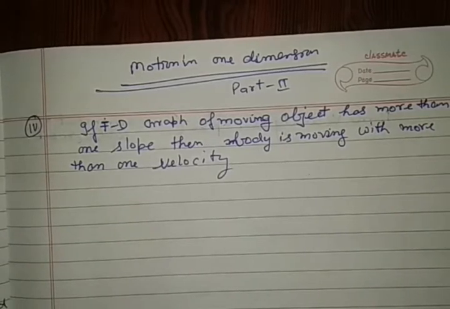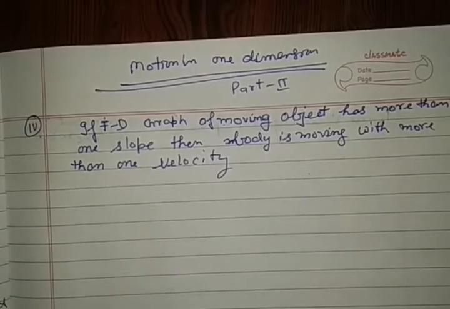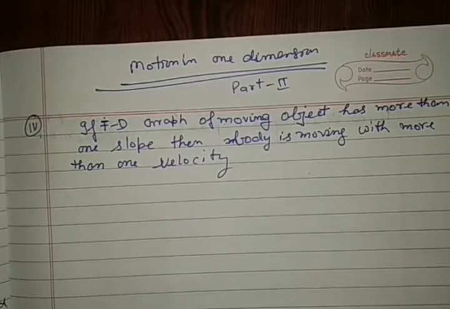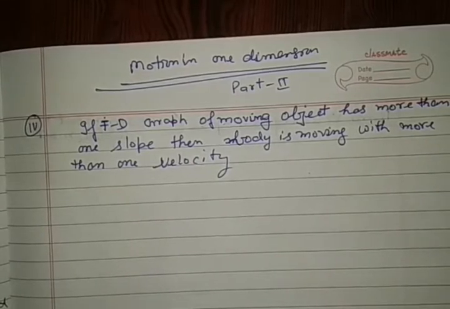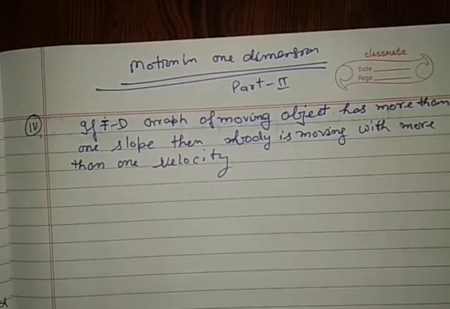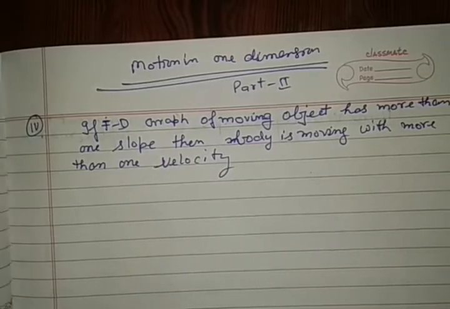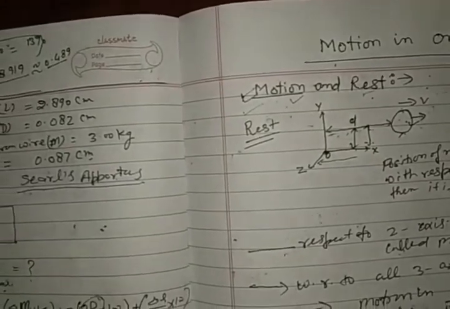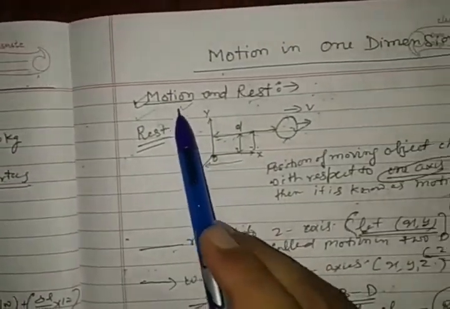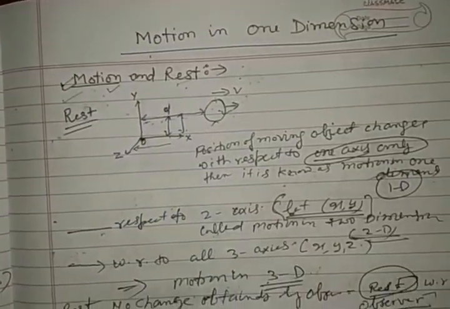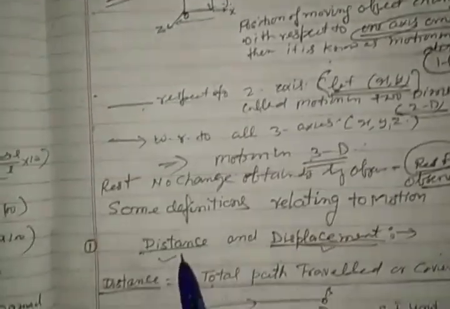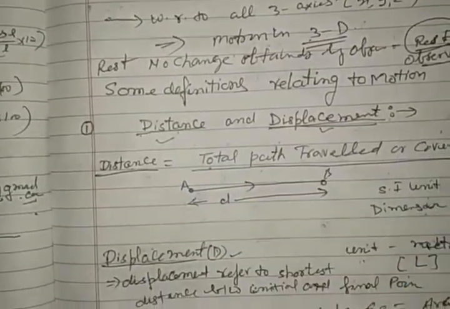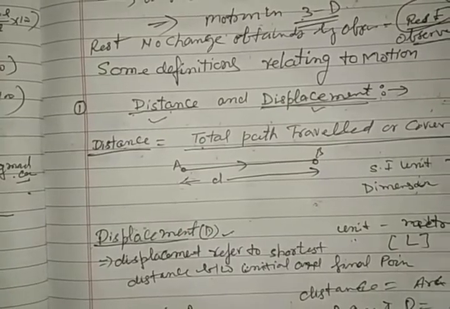In part 2, I hope that you have seen motion in one dimension carefully. In the first lecture, we have seen different topics. Let's take one look at that. What is motion and rest? I have given the concept of distance and displacement also, and the similarities and differences between distance and displacement.